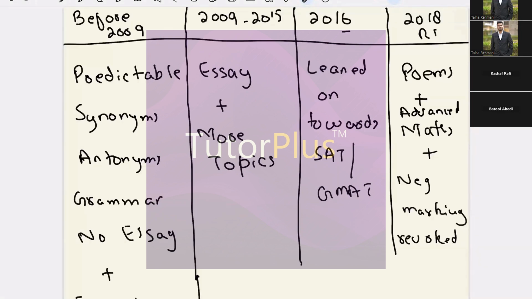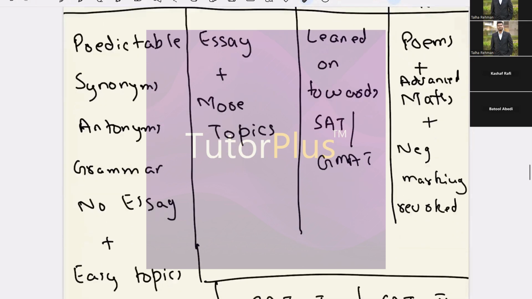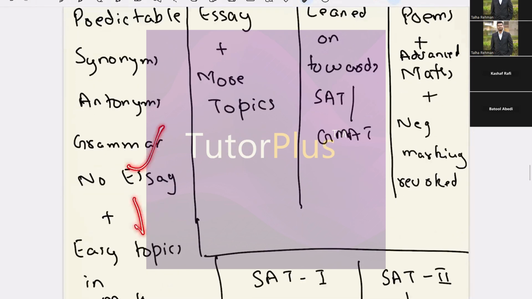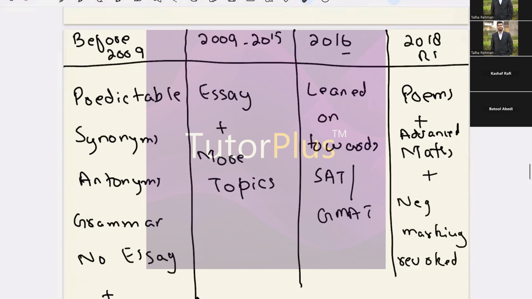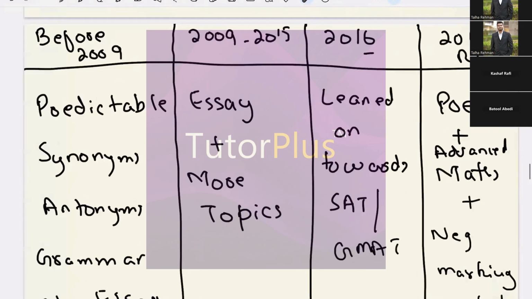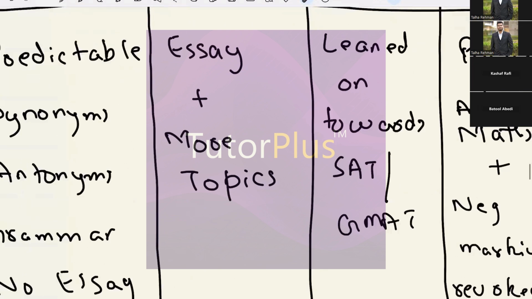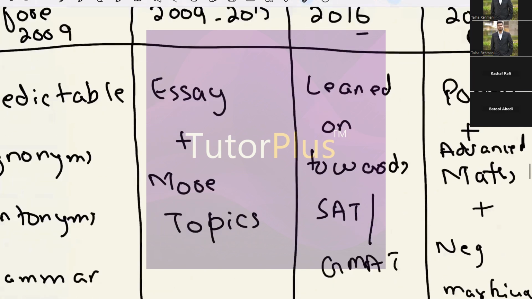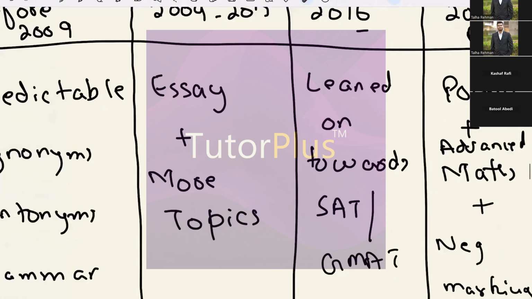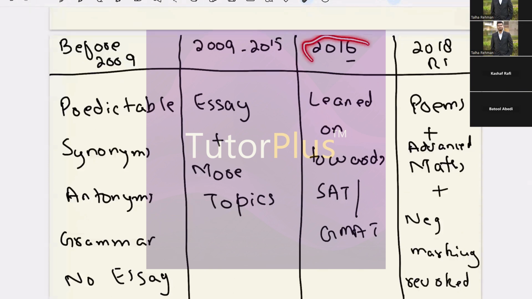Previously, there used to be synonyms, antonyms, there used to be grammar, and then there was no essay, and there were easy topics. Then one of the directors, Dr. Ashit Hussain, made quite a few changes. He introduced the essay and then more topics that continued from 2009 till 15. Then in 2016, the SAT was changed before the DSAT. So they leaned towards the SAT for 2 years.